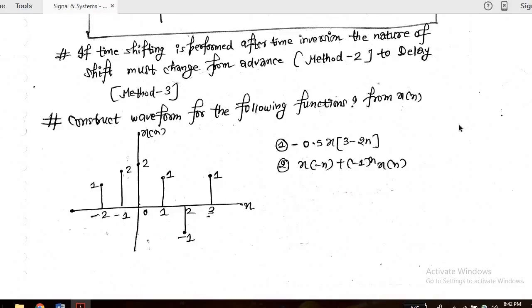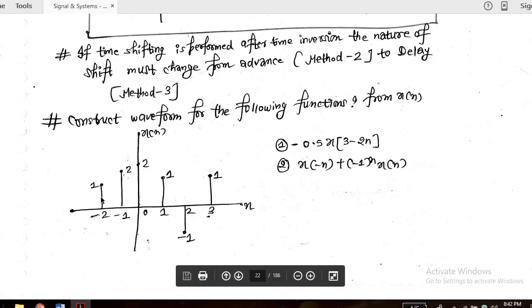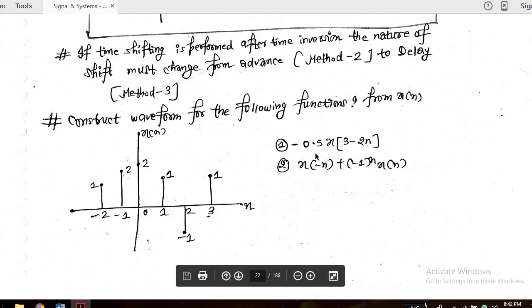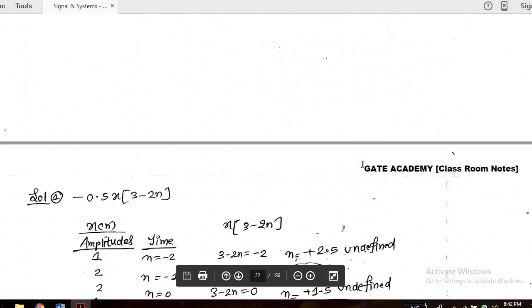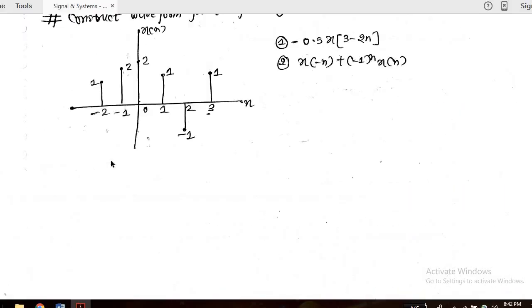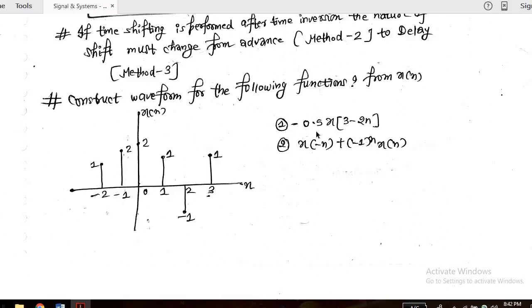Construct waveform for the following functions from x of n. So x of n is given. If you see, its sample amplitude value is 1 at index n equal to -2. Sample amplitude is 2 at index n equal to -1. Like that. He is asking you minus 0.5 into x of 3 minus 2n. So first, minus 0.5 means this is amplitude scaling by 0.5 and amplitude inversion. Directly each sample value can be multiplied by minus 0.5. This is completed.